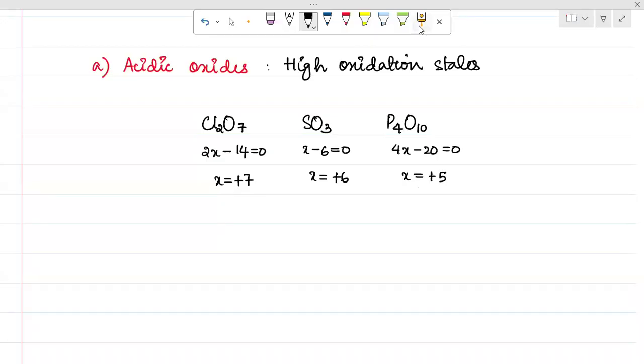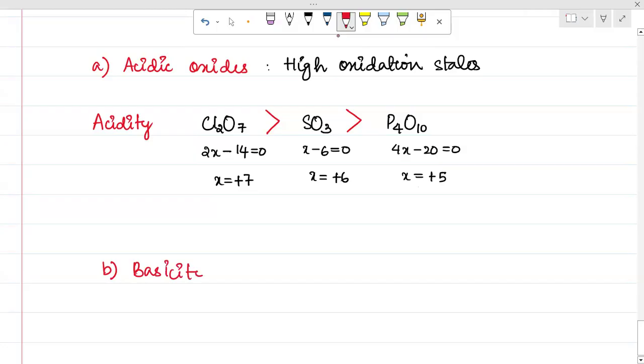If you can see, chlorine over here carries +7 as its positive charge, meaning it is the most deficient of electrons. So the tendency for Cl2O7 to accept the electrons will be the highest, then SO3 and then P4O10. This is the order of acidity. Easy. Right. Next one is basicity.